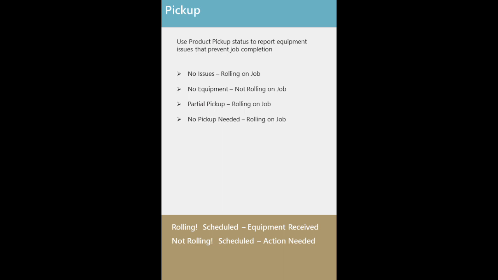If a servicer chooses one of the three statuses that indicates they are rolling on the job, it will update to scheduled equipment received status in Dolly and can then be completed in the app. If a servicer chooses no equipment because they cannot roll on the order today, the job will be updated to scheduled action needed status in Dolly and will not be able to be uploaded in the app going forward.